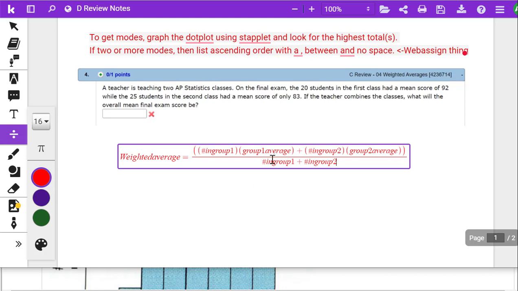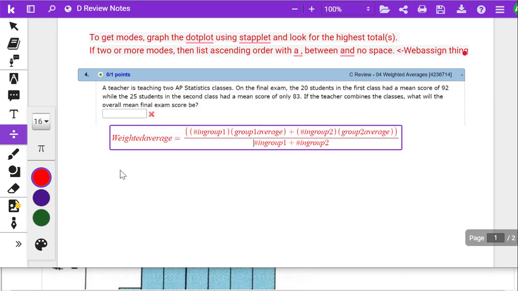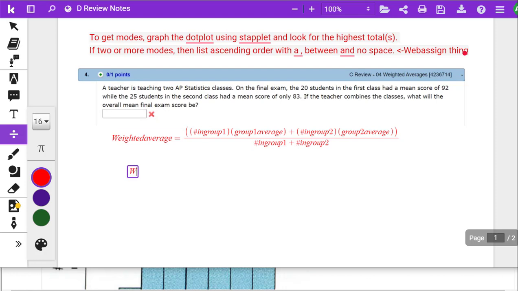All right, so what does that mean for this? So let me move this a little bit. Our weighted average, I'll call it WA. Why not? Although it looks like website, doesn't it? All right, so I'm going to take 20 students in the first class times 92 plus 25 students in the next class times 83. Add all that up, divided by 20 plus 25.